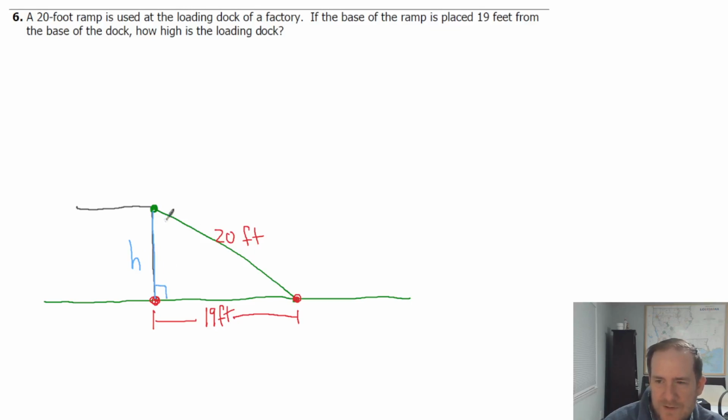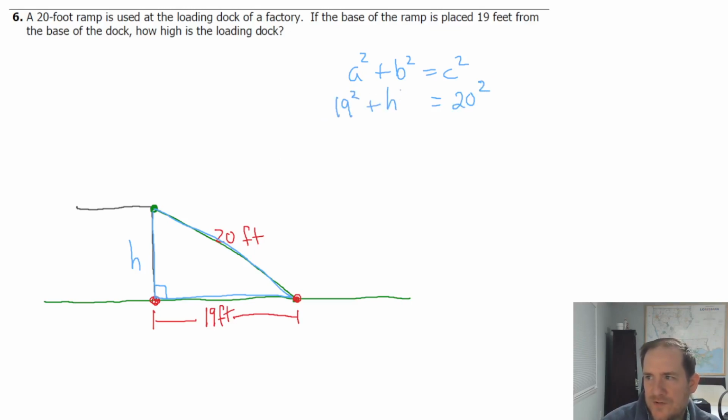So if you can read everything and understand it well enough to get this drawing, then from this drawing it's pretty obvious. We've got two sides. So this is just going to be another Pythagorean Theorem problem. And 20 is my hypotenuse, so that goes in for c. And 19 and h are the legs. So 19 squared plus h squared. So how much of this can we do? 20 squared will be 400.